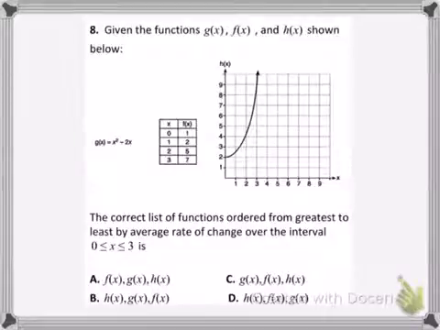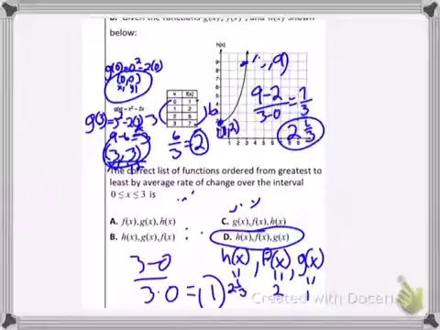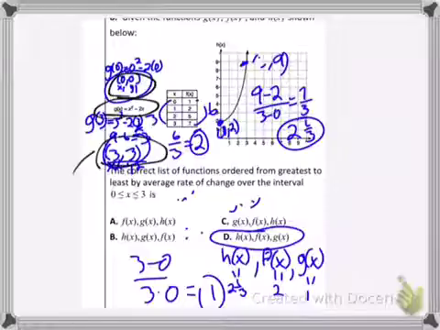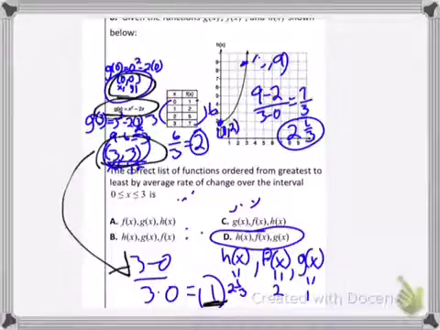Number 8, given the functions g of x, f of x, and h of x shown below, the correct list of functions ordered from greatest to least by average rate of change over the interval 0 to 3 is, we'll look right here, the rate of change for g of x. I plug in 0, I find that 0 is 0, and 3 would be 3. I do my slope formula, and I end up getting 3 over 3, which equals 1. So g of x is 1.